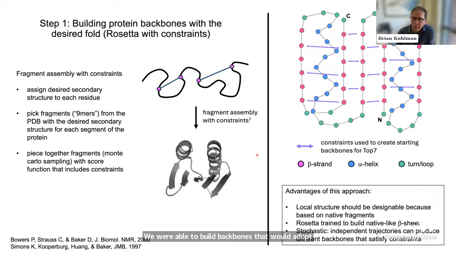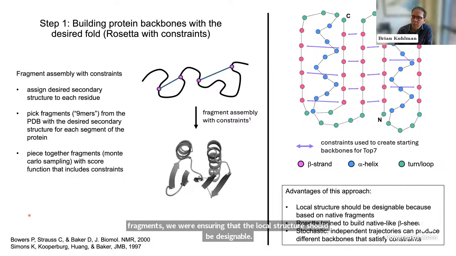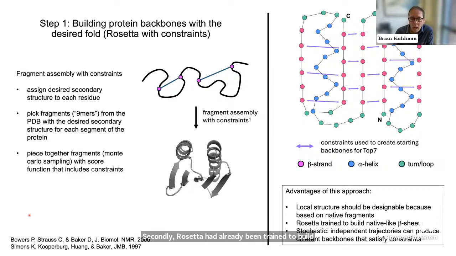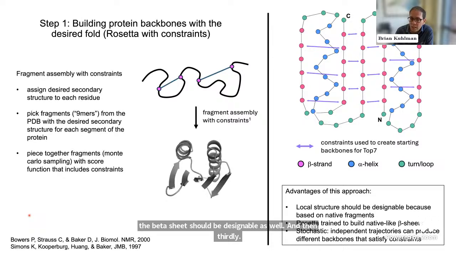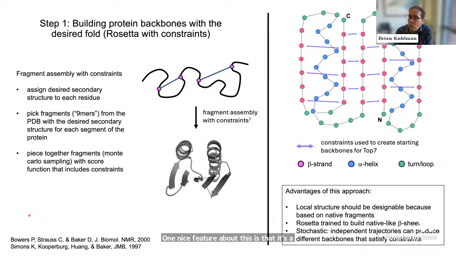And so with these constraints and this target secondary structure, we were able to build backbones that would adopt our target fold. And I think some of the advantages of this approach were that by building these structures from protein fragments, we were ensuring that the local structure should be designable. Secondly, Rosetta had already been trained to build native-like beta sheets. So the beta sheet should be designable as well. And then thirdly, one nice feature about this is that it's a stochastic protocol. So we could use independent trajectories to produce different backbones. And this could become important if some backbones turned out to be more designable than others.